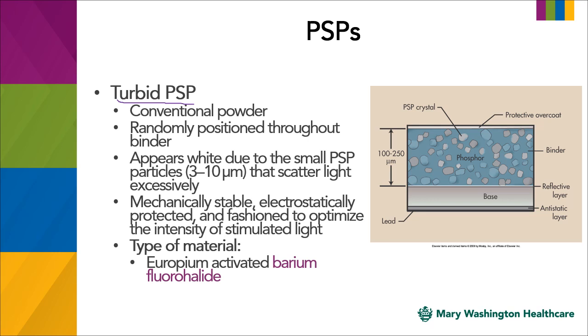The type of material that's used in the PSPs is europium activated barium fluorohalide, and the halide can be bromine or iodide. But notice it has europium as the key thing here. That's an important factor in the PSP. It has to be europium activated.